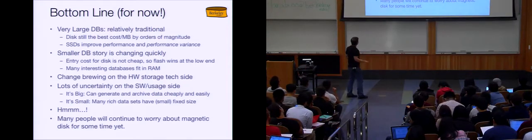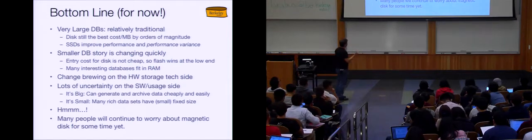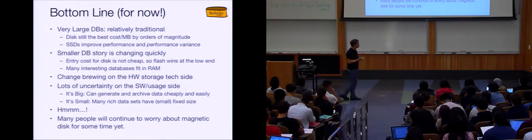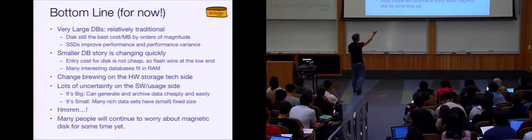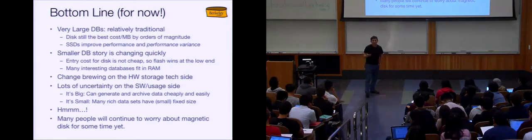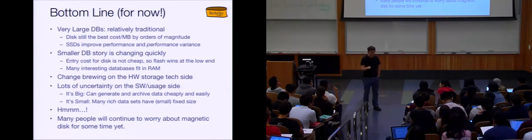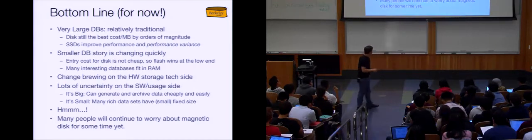As we said, the smaller database story is changing quickly because flash is not that expensive, in absolute numbers. Many interesting databases fit in RAM. This is going to continue to evolve much faster than it used to. Disk drives were growing in a very predictable way for like 40 years. But now we're really in a time of flux, so it's interesting.